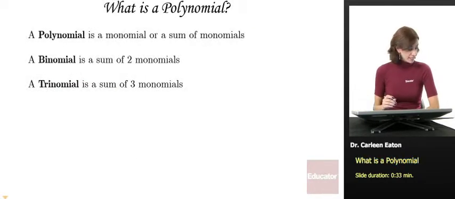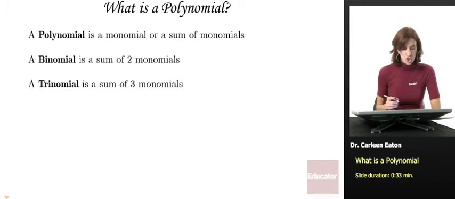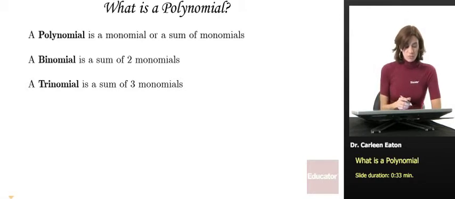A polynomial is an expression in which the terms are monomials. If there's only one term, then we just simply call that a monomial. If we have a sum of monomials, or if they're combined by subtraction as well, we call it a polynomial.